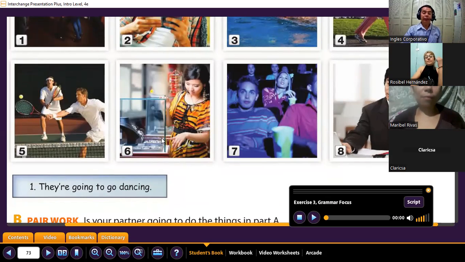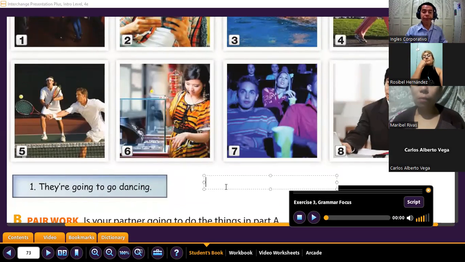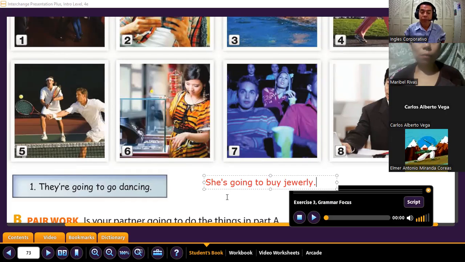Good. And, I don't know, esta sí, la C me dejó en jaque, no sé, como buy jewelry, creo. Ya le puedo decir. She's going to go to buy. She's going to buy jewelry, joyería, right? She's going to buy jewelry. Okay. Number seven, please. They're going to watching movies. They are going to watch movies, or they are going to go watching movies.